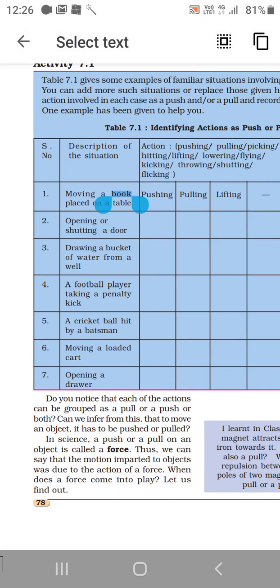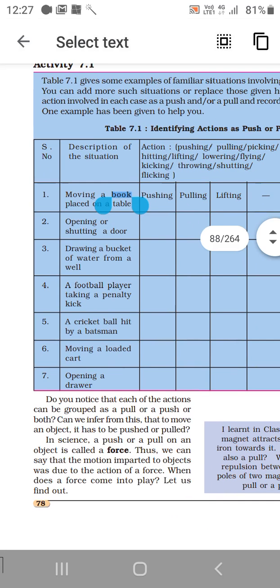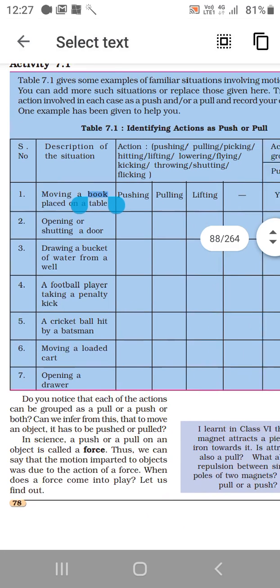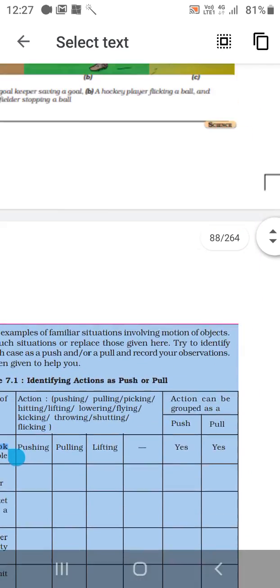In science, a push or pull on an object is called force. If you push something or pull something, then it is called a force. Thus, we can say that the motion imparted to objects was due to the action of force. That means force makes the object move, or it can help you stop it. Also, it can make it move faster, change direction, etc.